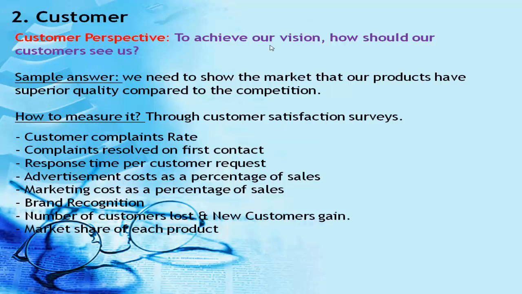Customer perspective. To achieve our vision, how should our customers see us? A simple answer: we need to show the market that our products have superior quality compared to the competition. How to measure it? Through customer satisfaction surveys. What are the KPIs? Customer complaints rate, complaints resolved on first contact, response time per customer request, advertisement cost as a percentage of sales, marketing cost as a percentage of sales, brand recognition, number of customers lost and new customers gained, market share of each product.